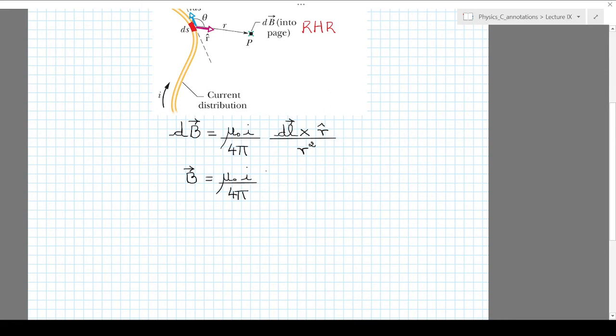And then you have to integrate to account for all contributions from the wire. And we can call, let's use here this term, let's copy this, so no need to write again.